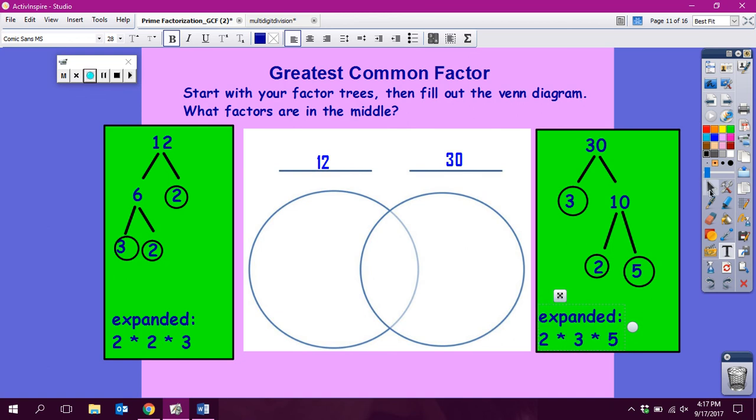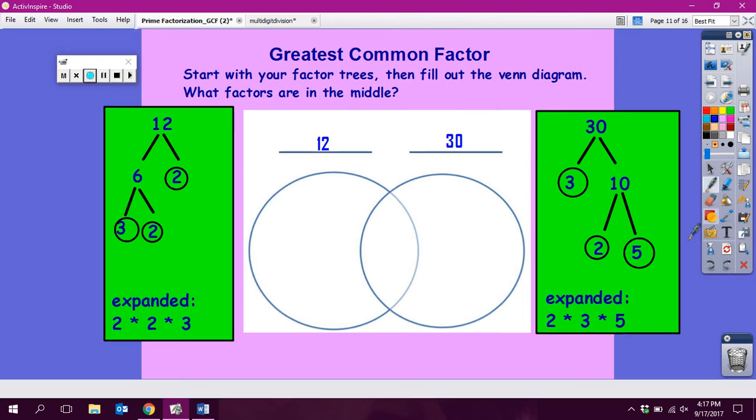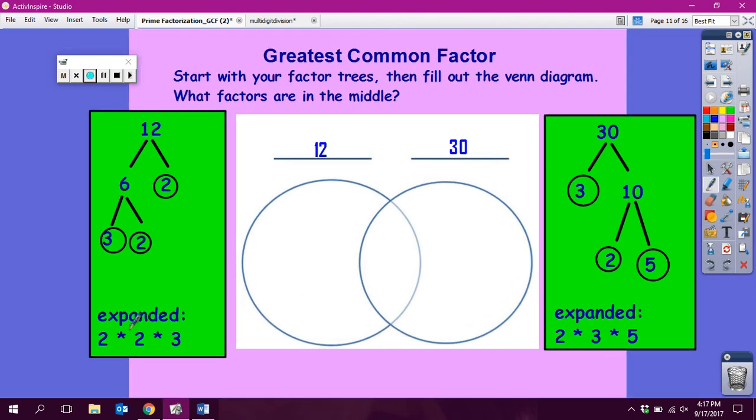Remember how I said with the Venn diagram you want to list all the things that they have in common. So looking at both numbers' expanded forms, what I can see is they both share a 2.